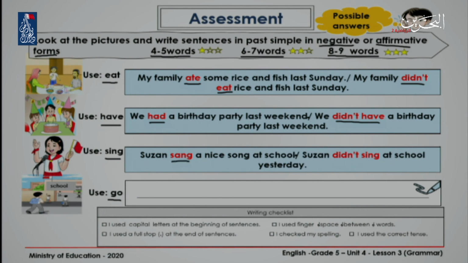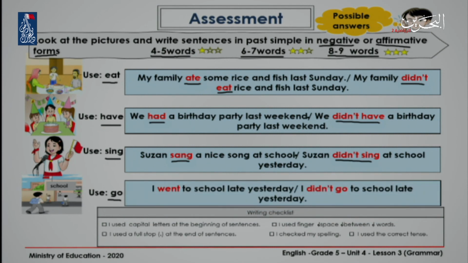Susan sang a nice song at school. Susan didn't sing at school yesterday. And finally, I went to school late yesterday. I didn't go to school late yesterday. Did you check all the boxes? Good job!